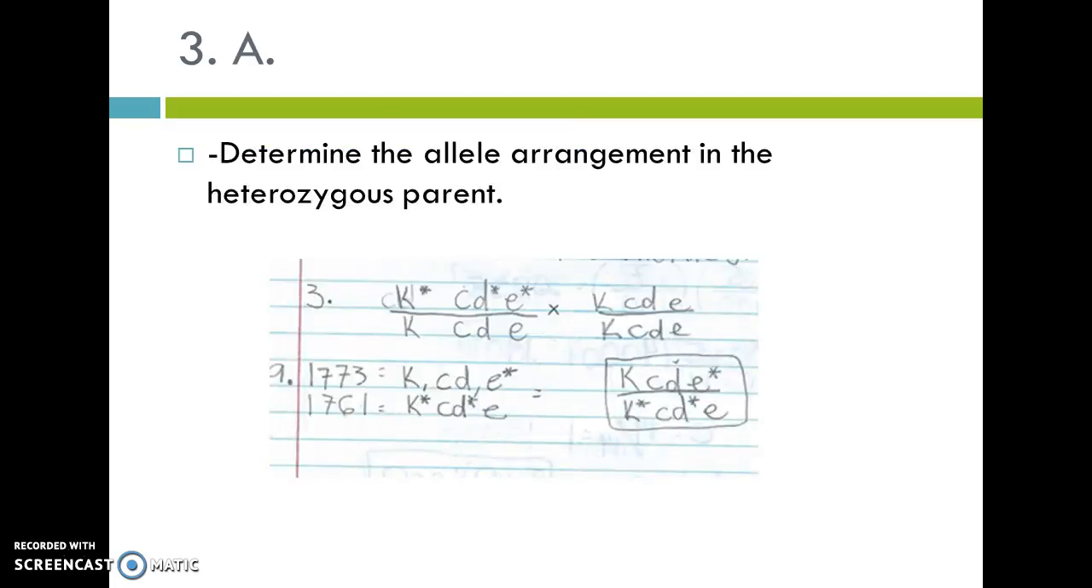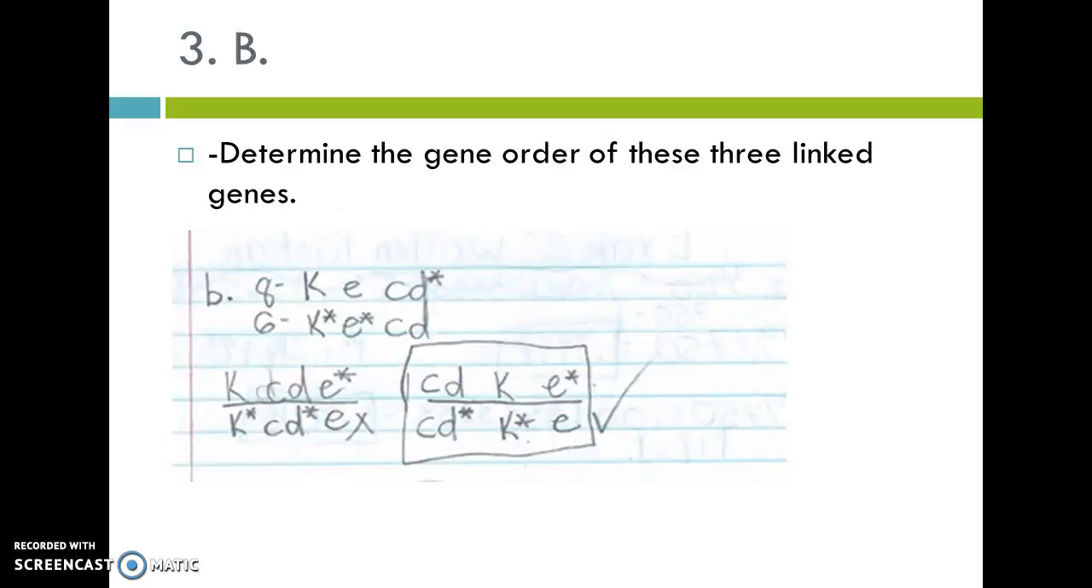And so 3A, determine the allele arrangement in the heterozygous parents. So we can see that's the parental cross on top, and then we take the 2 biggest phenotypic, the parental, recombinants, and then we get what it's supposed to look like.